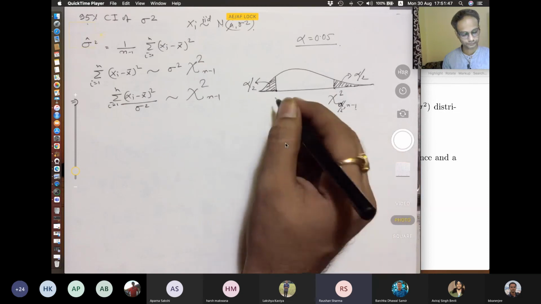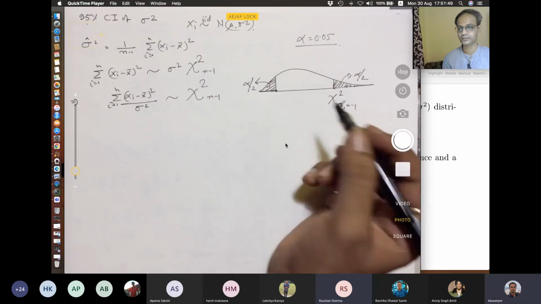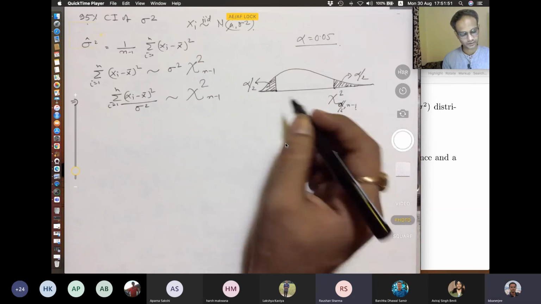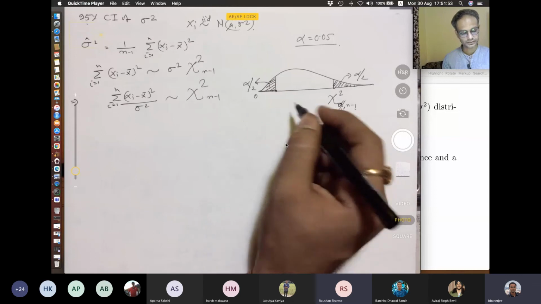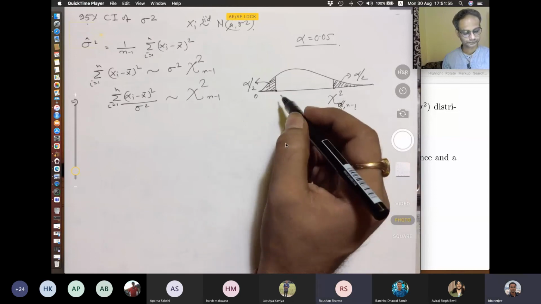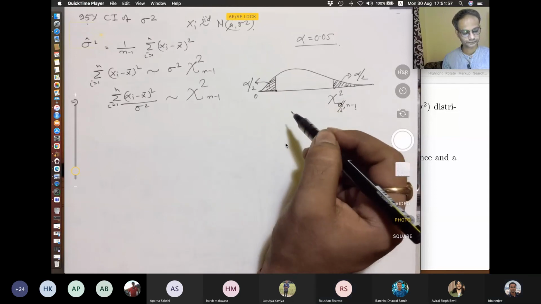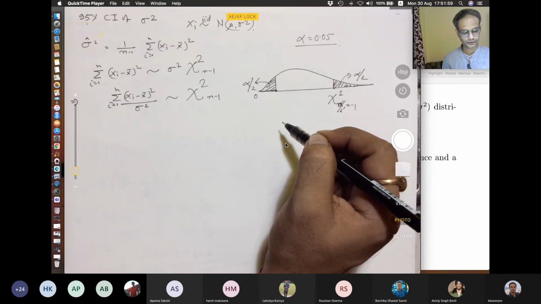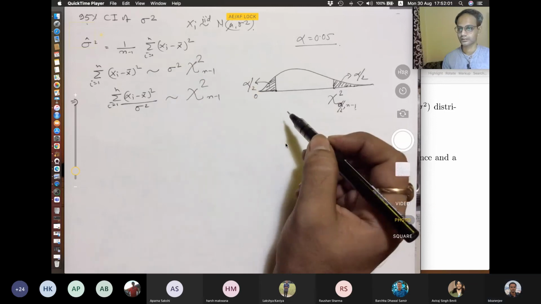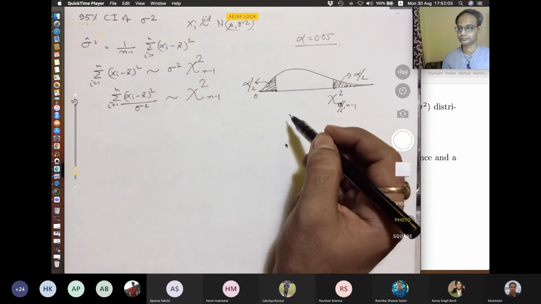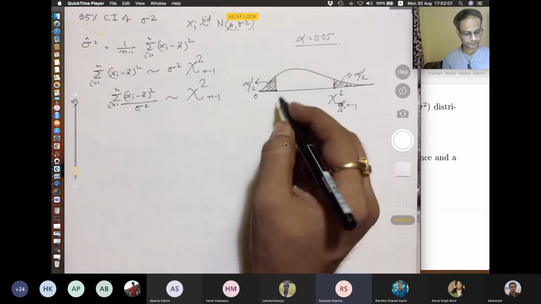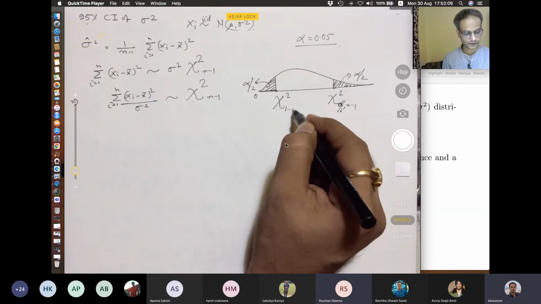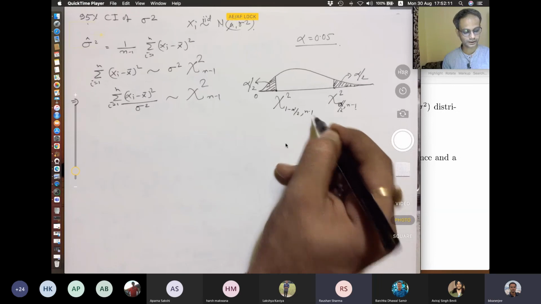Minus chi square alpha by 2? No. Chi square is always positive, it is a square quantity. So chi square 1 minus alpha by 2, n minus 1.